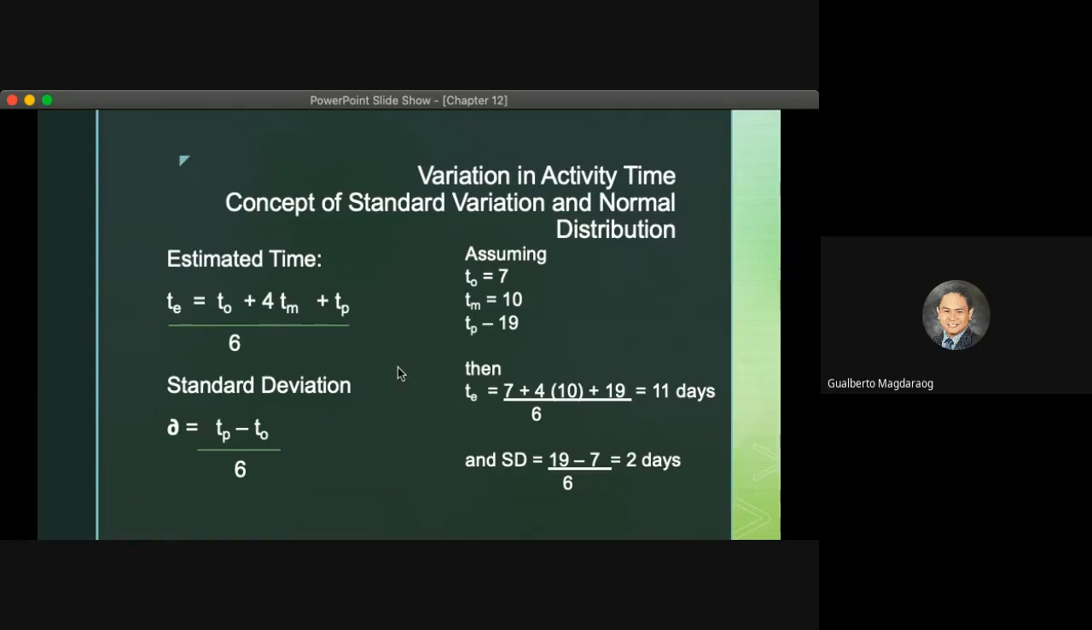And that is by using this formula: pessimistic time minus the optimistic time, divided by 6. And we will arrive at a standard deviation of 2 days. So what does standard deviation mean? This means that normally there will be a deviation of 2 days, that is plus and minus 2 days from the estimated time. So in short, we may be able to finish it within 9 and 13 days with one standard deviation.